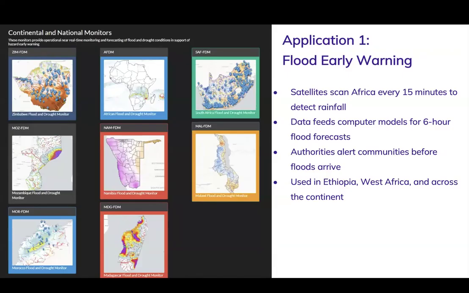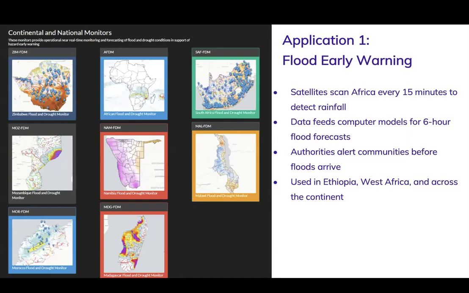So the satellites scan every 15 minutes. They can detect rainfall from cloud cover, and they can also detect humidity. This data feeds into computer models for 6-hourly flood forecasts.